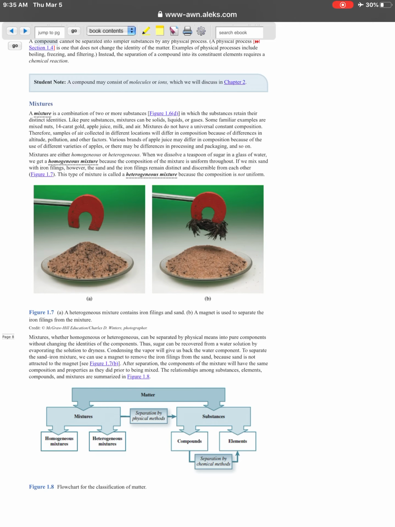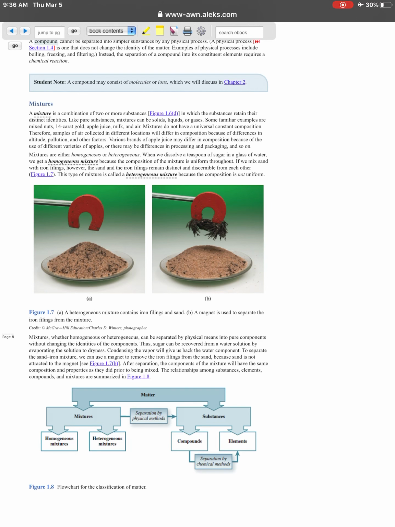And then we have elements. Pure sodium, that would be an element. Pure chlorine, that would be an element. And we can convert compounds into elements by using chemical methods. That would be called a chemical separation. So for example, if we use electrolysis, we use electricity, we can turn sodium chloride, which is a compound, it's a substance, but it's a compound, into the pure elements, sodium and chlorine.